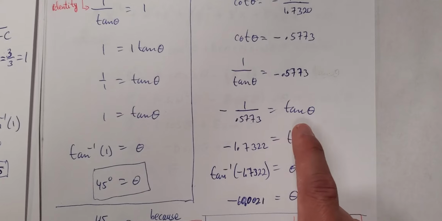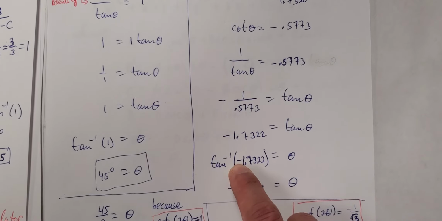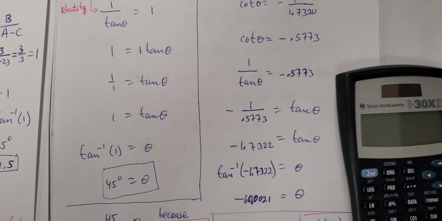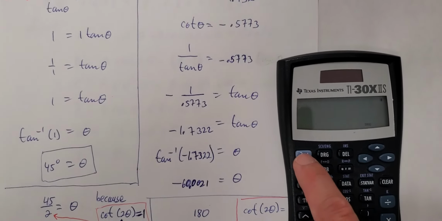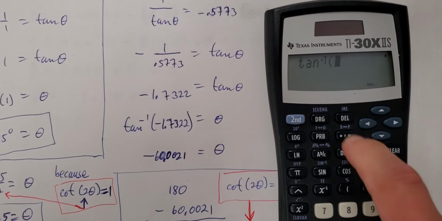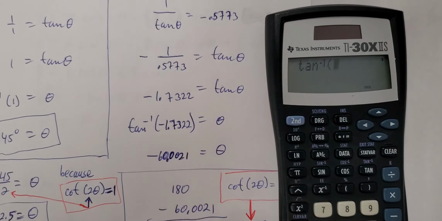Okay? And then now bring the tangent back to the left, which is the inverse. So put this number in your calculator, like what I have here. I'm going to show you. So second, tangent. There it is, right there. And then put that number in.